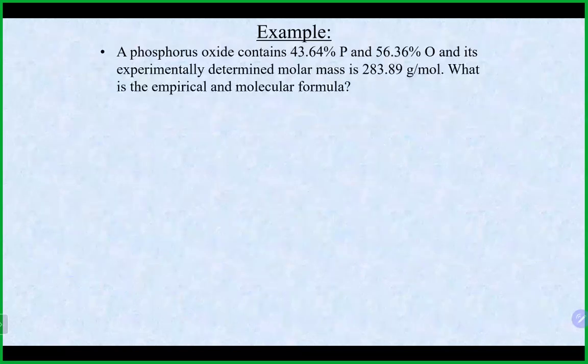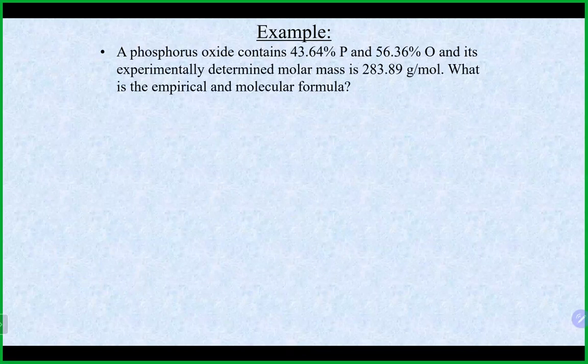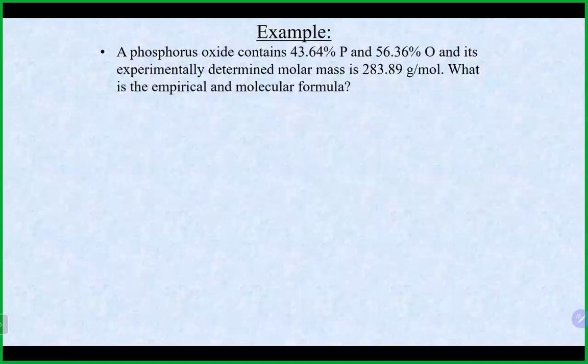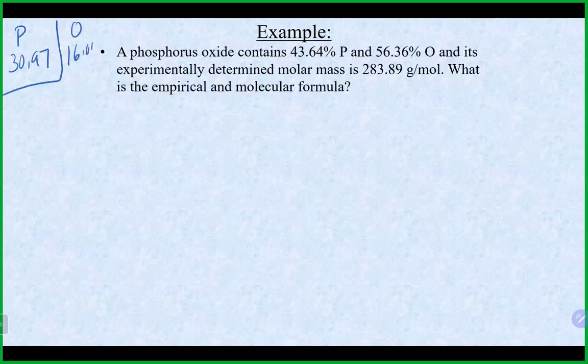All right, now let's take a look at this one here. We have phosphorus at 43.64%, oxygen at 56.36%. It's experimentally determined the molar mass is about 283.89 grams per mole. What is the empirical and molecular formula here? Phosphorus on the periodic table is 30.97, and oxygen is still 16 in all these examples. We're looking for both the empirical and molecular formula. Let's see what you come up with here.